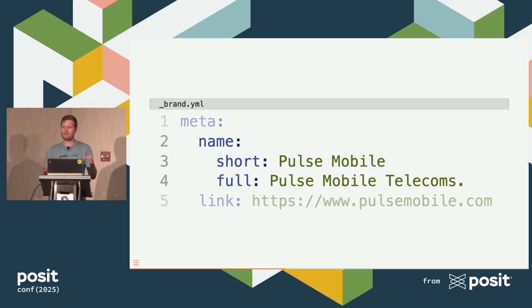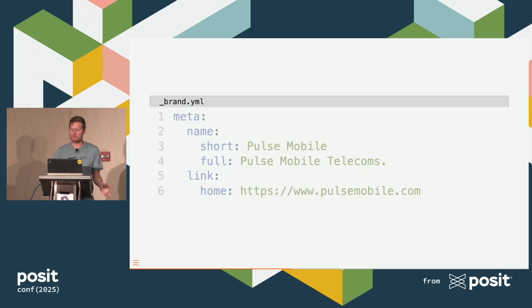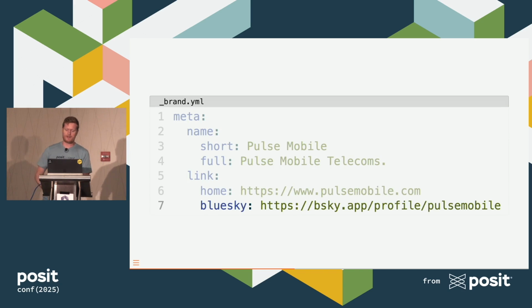What's nice about brand.yml is that it's also flexible. So if you want to spend a little bit more time and say, in places where there's not much space, we need a short name, we'll call it Pulse Mobile, and the full legal name is Pulse Mobile Telecommunications, something like that. And that same idea applies to link. If you have just one link, you can just give the link, or if you have multiple links, you can then start to be more specific and say, here's the link to the homepage, and here's the link to our Blue Sky profile, and none of those are real, by the way, so don't go check out who lives there. I don't know.